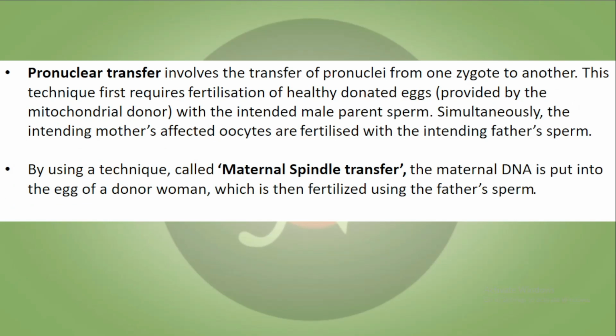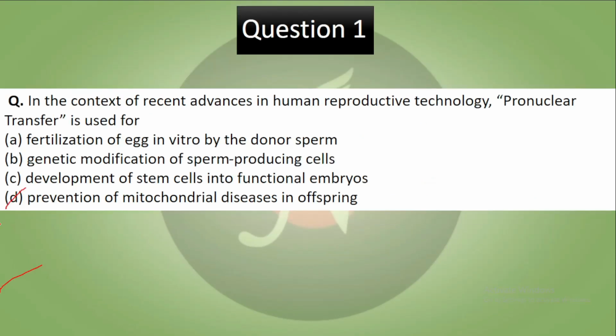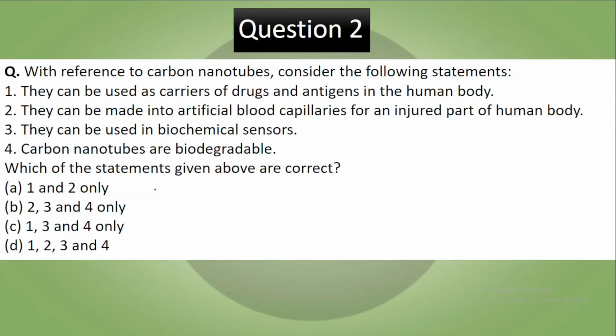Pronuclear transfer, it involves the transfer of pronuclei from one zygote to another, और then वो zygote बनता है fertilization के बाद, and moreover this is the use of this to prevent the diseases.